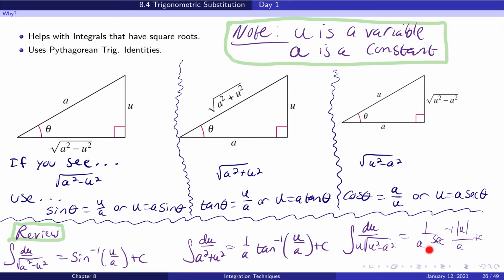Here are 3 antiderivatives that you saw earlier. You might want to refresh your memory with those 3. We're going to walk through 2 examples and show you how trig substitutions make antiderivatives a lot easier.